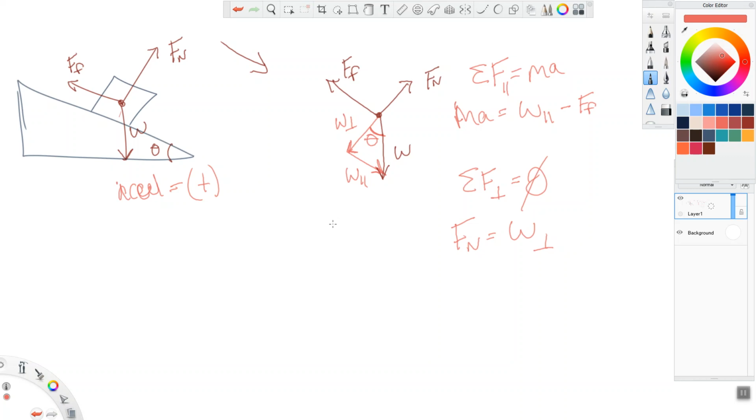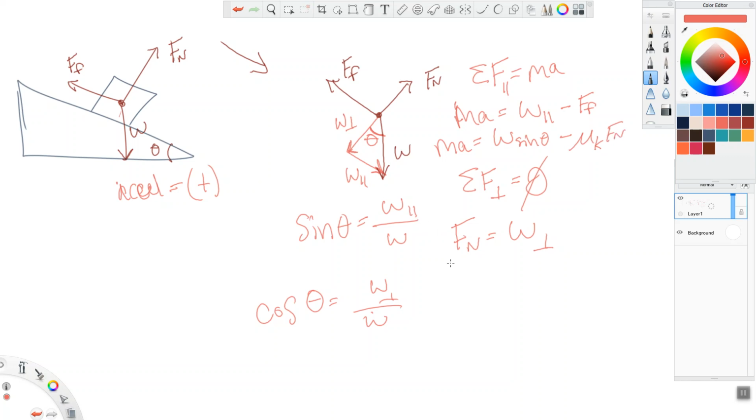So with our little bit of trig magic, we can then say that if this is my angle theta, sine of theta equals weight parallel over weight, and cosine of theta equals weight perpendicular over weight. I can then use this over here and say ma equals weight sine theta minus frictional force, which is going to be mu sub k times force normal.